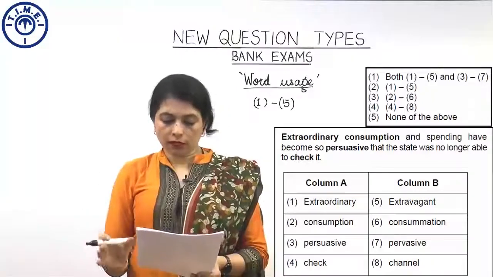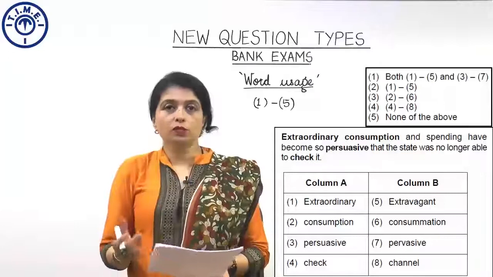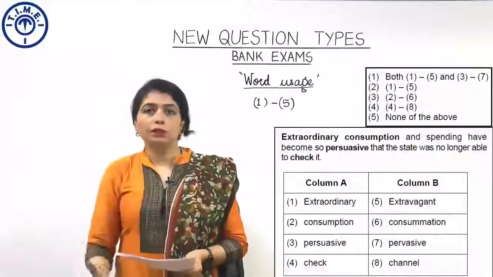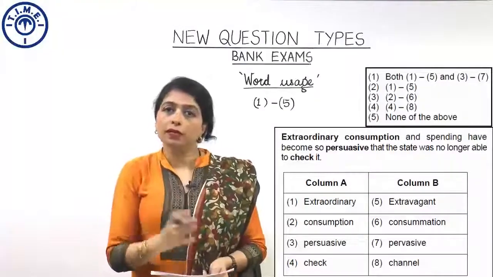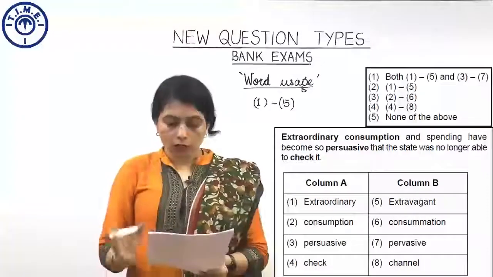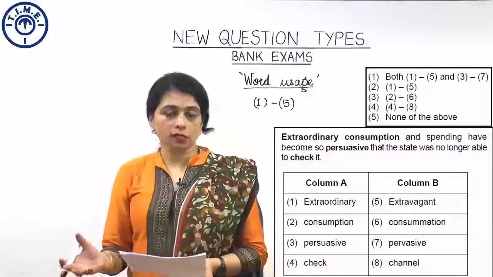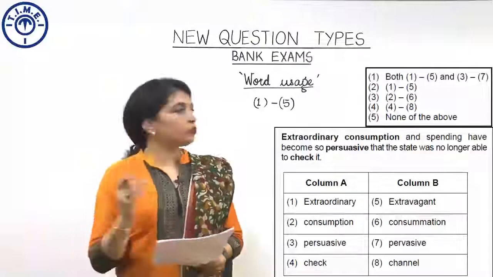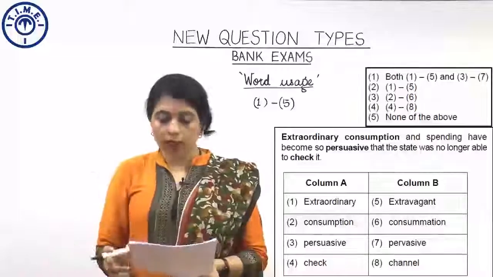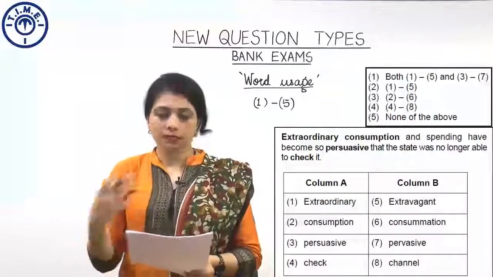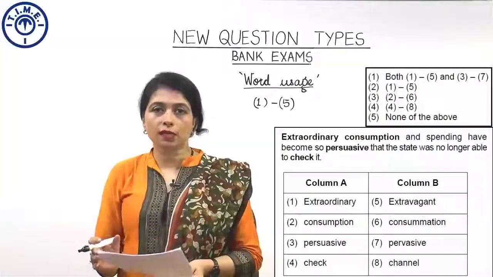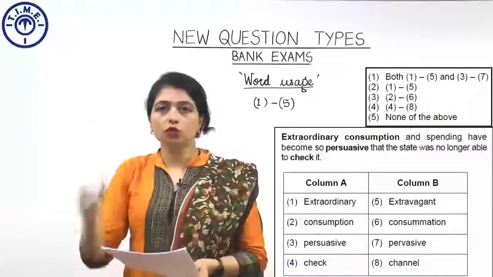2 is a correct usage, and spending have become so persuasive. Now, persuasive means convincing. Can we use the word persuasive to talk about spending and consumption? It is not a correct usage. So, we understand that we need to change it. How do we change it? The word given as a suggestion is pervasive, and pervasive, as you will be able to see on the screen, means to be spread throughout. So, the idea conveyed is that extravagant, that means excessive consumption and spending, have become so rampant or so spread throughout the state that the state has not been able to stop it or check it.